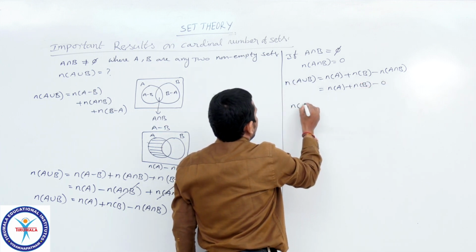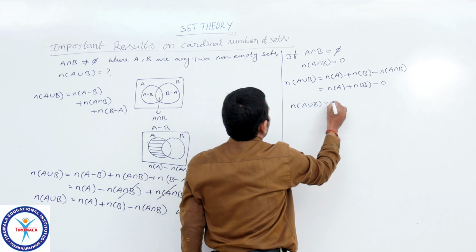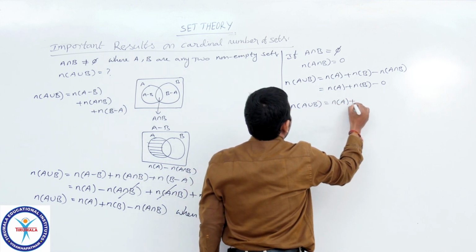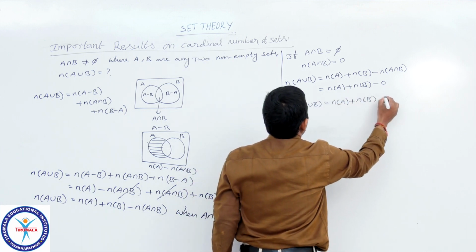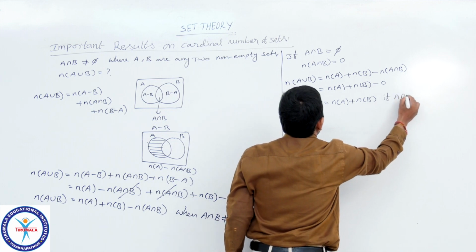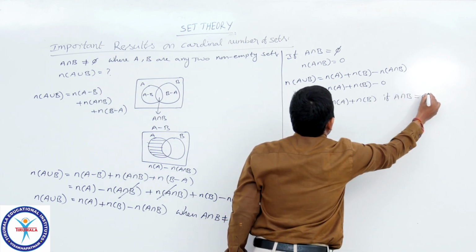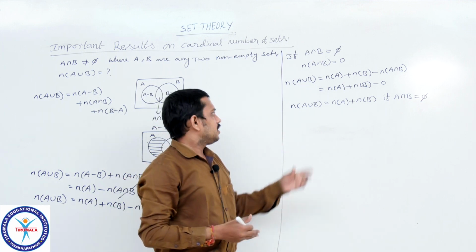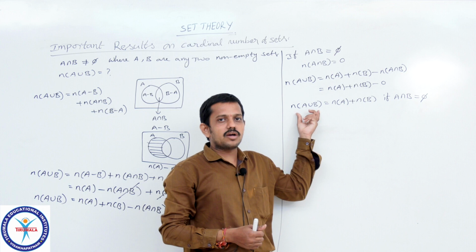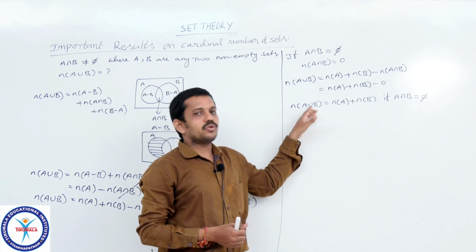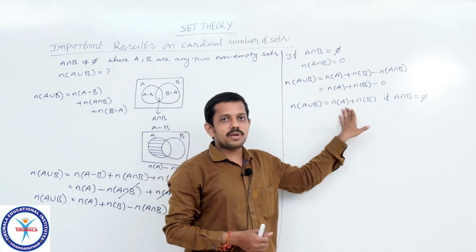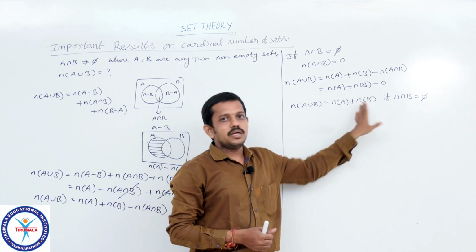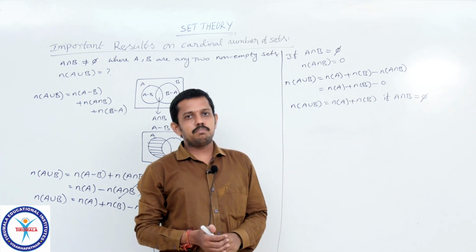Therefore, n of A union B is equal to the number of elements in A plus the number of elements in B if A intersection B is empty. That means if A and B have no common elements, then the number of elements belonging to either A or B is equal to the number of elements belonging to A plus the number of elements belonging to B.